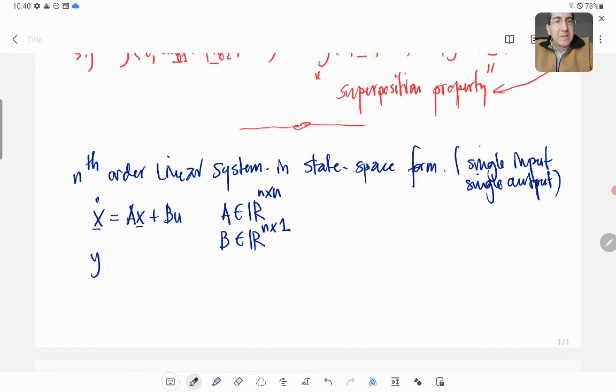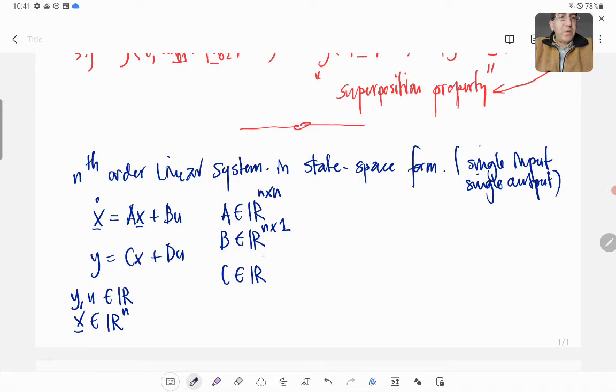Similarly, the output equation is also a linear equation and is given by y is equal to Cx plus Du. By the way, here y and u are scalars, and we know that x is obviously an n vector. Therefore the other matrices, C and D, are elements of R 1 by n for the C, because you have a scalar output but an n vector state, and D in this case is simply an element of R.